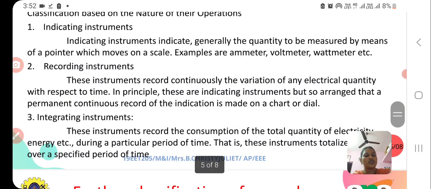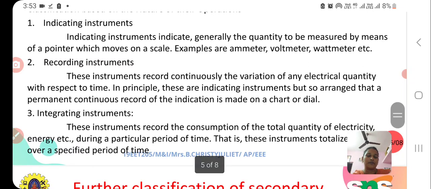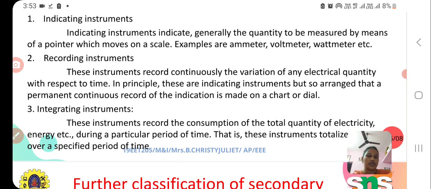Whereas recording type instruments record continuously the variation of an electrical quantity with respect to time. As we have discussed, the CRO is a recording instrument, so it records the variation of electrical inputs with respect to time. So it has a series of values measured and recorded over a period of time. In principle these are indicating instruments, but they have a permanent continuous record arrangement, which can be made into a chart or a dial by retrieving the data from the recordings.